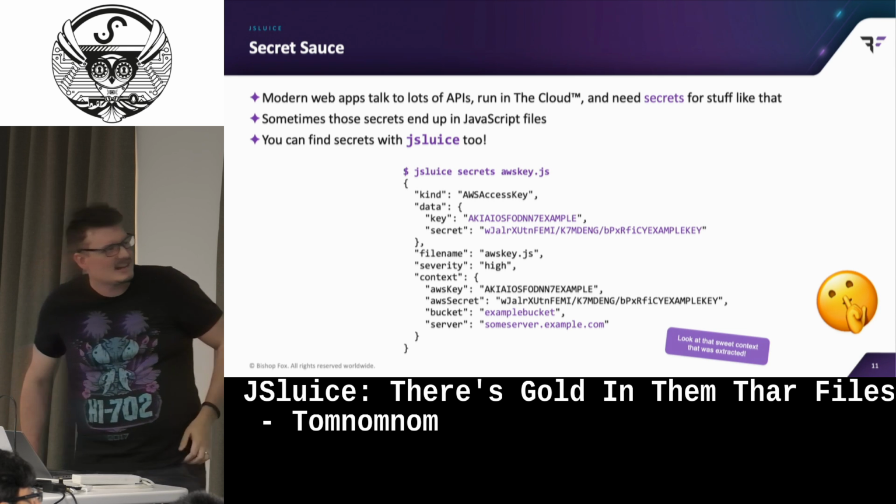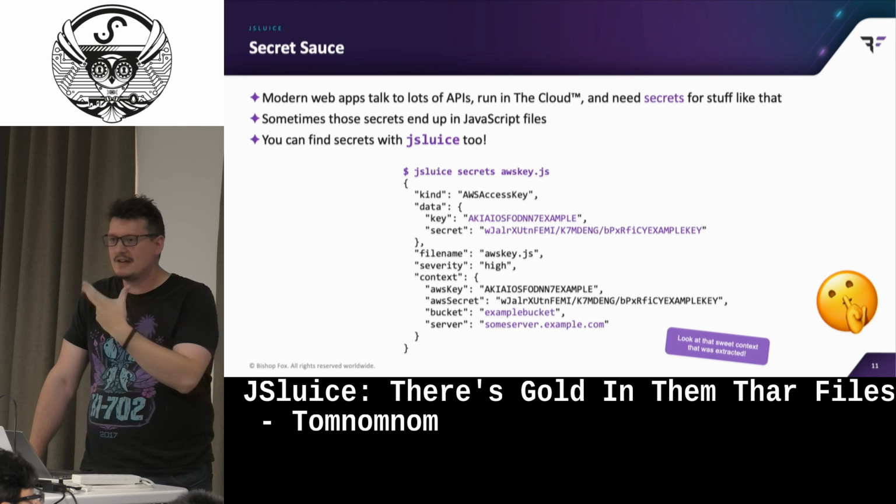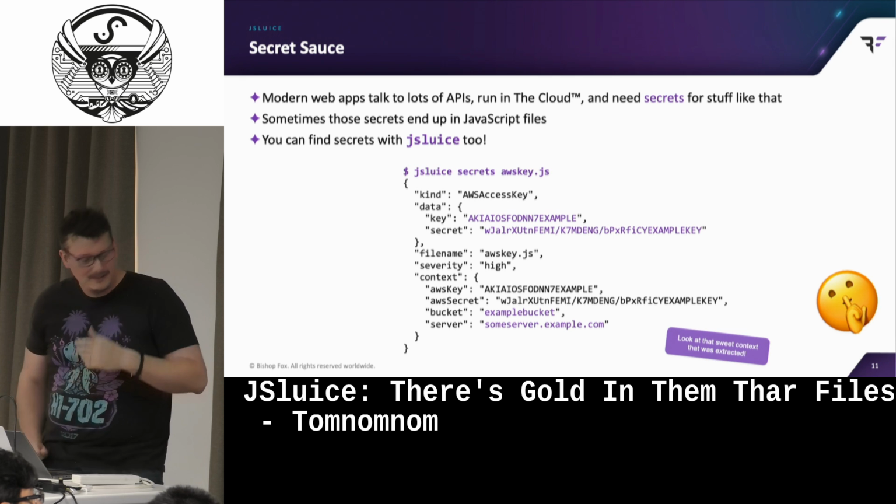And AWS keys in particular are actually something that's kind of easy to find with regular expressions. They all have a known prefix and a fairly well-known length, even though it's specified slightly differently if you look up the docs.